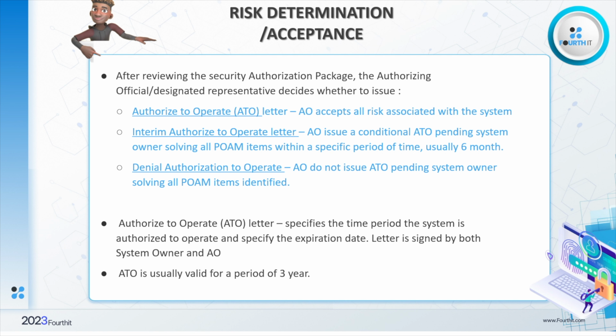Then a denial ATO means that no, I cannot accept the risks in this package. So go ahead and remediate the findings that have been found in that document and bring it back, and I'll be able to grant you an ATO. An ATO mostly lasts for 3 years. He needs to state the date that the ATO is given and when it expires, and those are the things that make it legitimate.